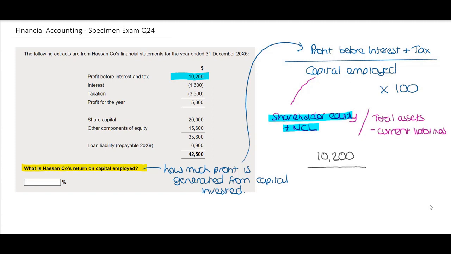The bottom half of our calculations given to us, we can see that we've got share capital and other components plus the loan liability repayable in 20x9. And so as a result, this 42,500 is our capital employed. This calculation expressed as a percentage will then equal 24%. And so Hassan's return on capital employed is 24%.